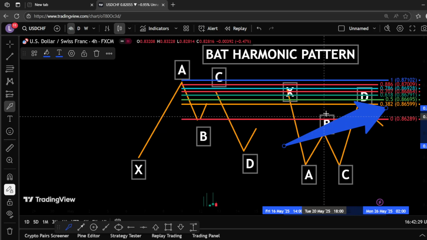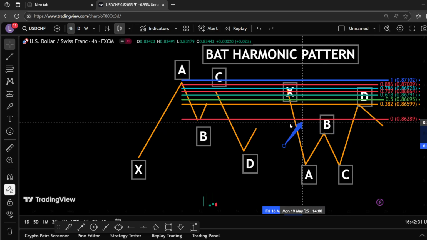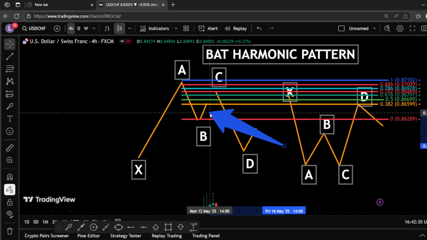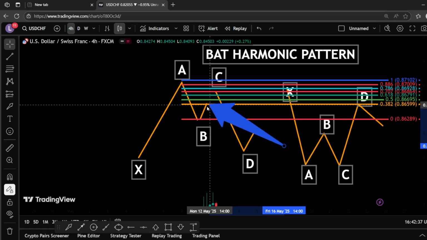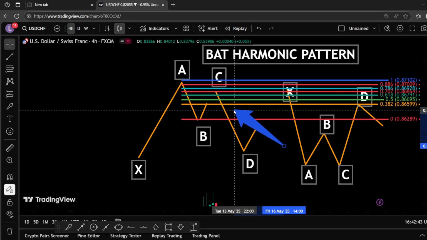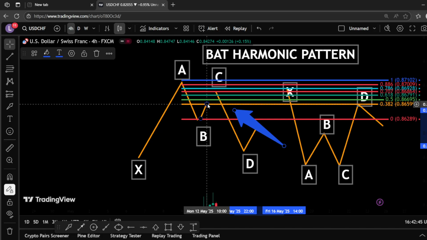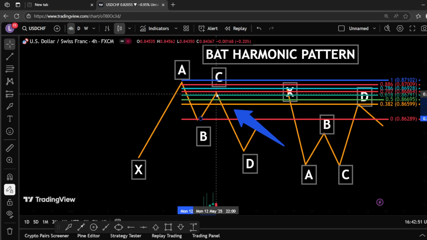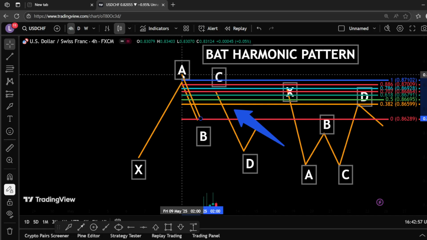I hope that makes sense. If this here does not touch 0.382, then this is not a valid harmonic pattern. So this pullback here must at least touch 0.382. It can touch all these fib numbers, but it must not break A.